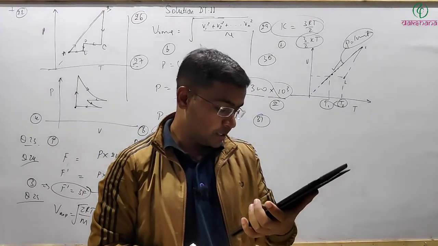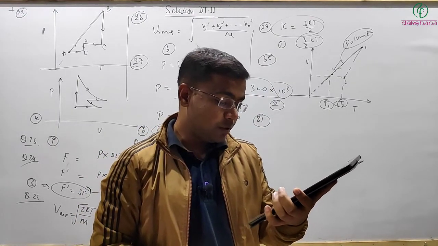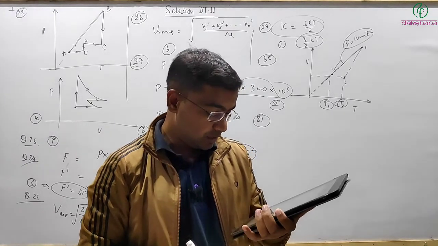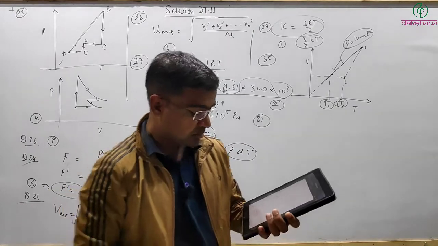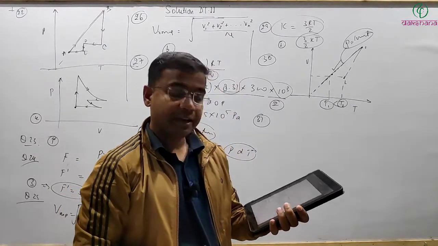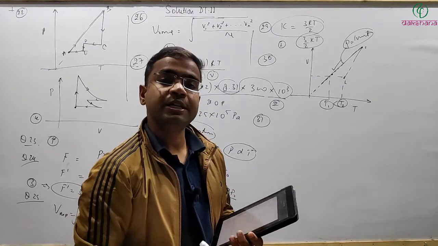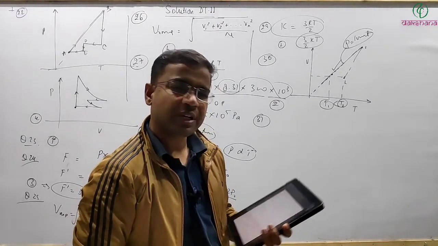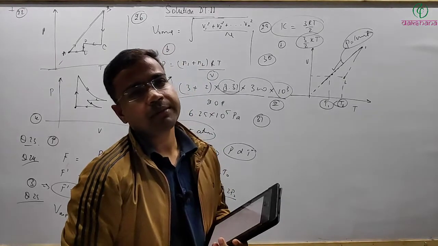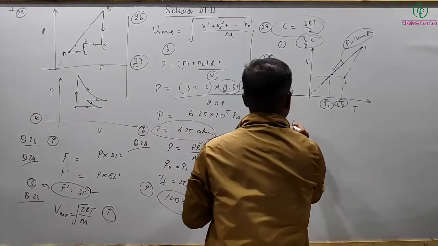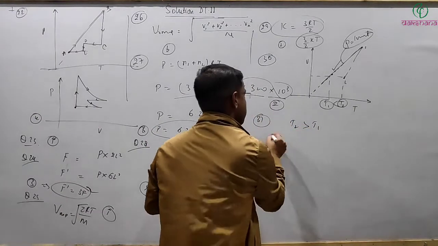Maxwell's velocity distribution curve is given for the same quantity of gas at two different temperatures. Here you can see that whether you look at the most probable speed or the average speed, the speed is increasing for curve 2. That speed increase is proportional to temperature, so T2 will definitely be greater than T1. That is matching with option number 2.